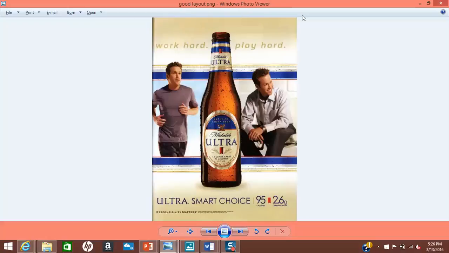This layout's much better. It's much more symmetrical with equal balance on both sides of the page. White space, color, and font size are all used effectively. It's much more pleasing to look at, and you know right away what the ad is for.